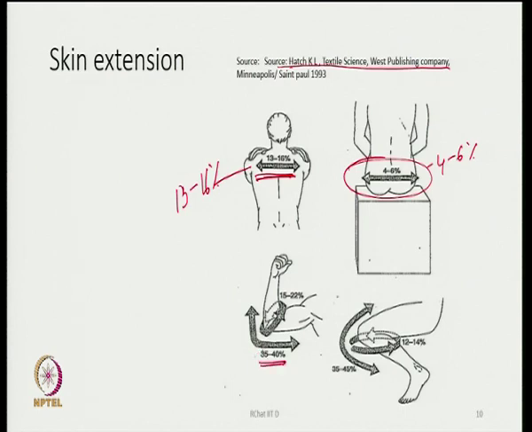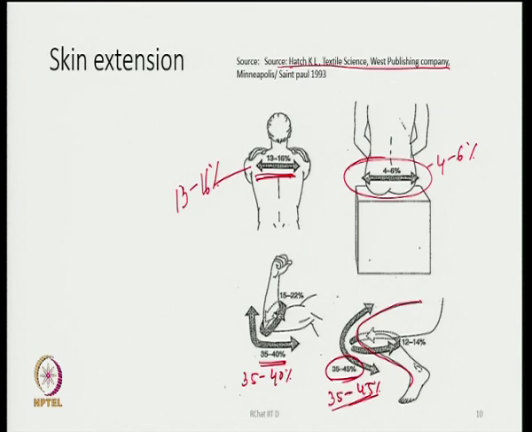And how much is here? This is between 35% to 40%, very high stretch when I fold our arm. When I fold the knee, this extension is 35% to 45%, so much change happens. That means this length from here to there increases by 35% to 45%.